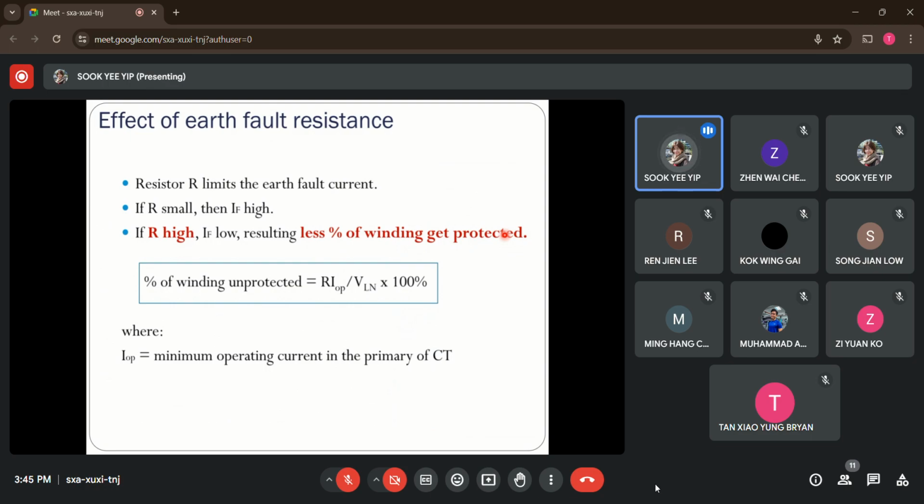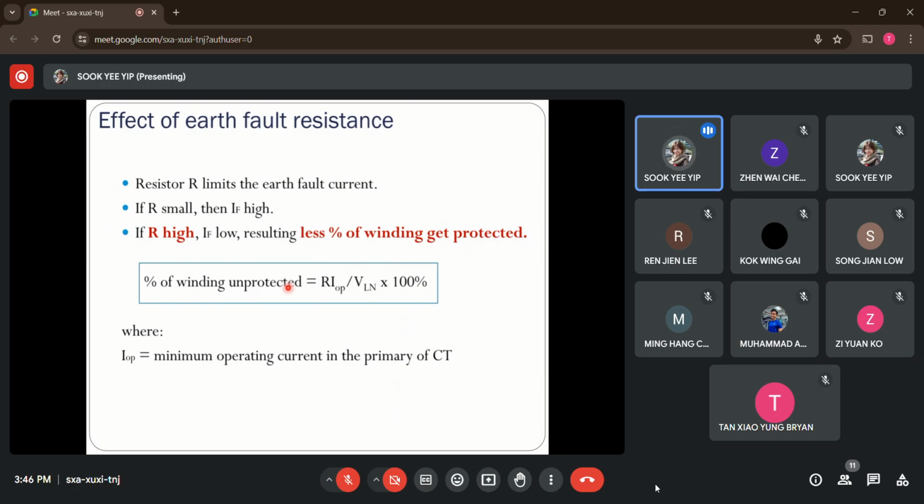How can we quantify this? The percentage of the stator winding that is not protected can be found using this formula: the earth resistance chosen multiplied by IOP, the minimum operating current measured at the primary side of the current transformer, that is, the fault current that could cause the relay to operate, divided by VLN, the phase voltage. Then we multiply by 100% to get the percentage value. That's how we quantify the stator winding that is not protected.